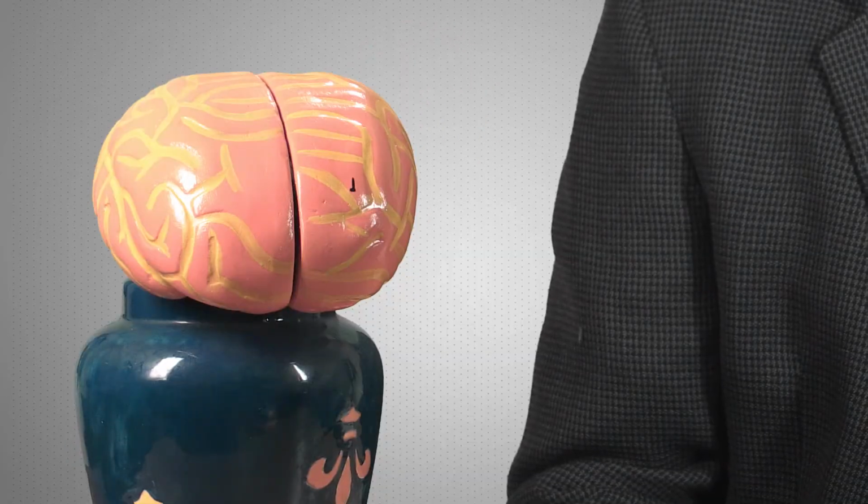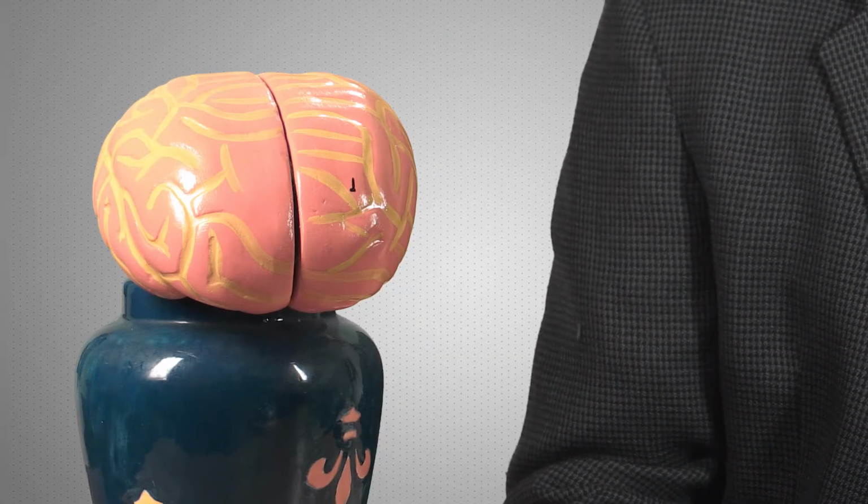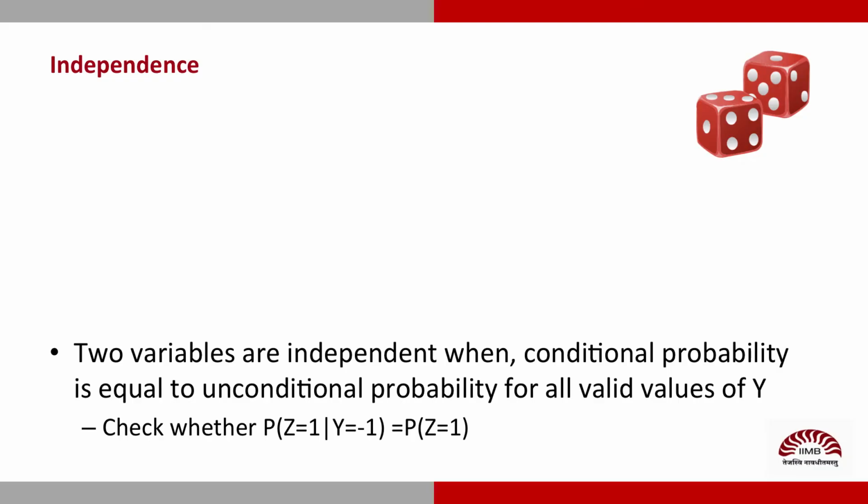Does this mean Y and Z are mutually exclusive? Another classic mistake. Most people think this way. Notice that Y and Z can both be 1. Oh yes, and that's nearly 28% of the time. We say that random variables Z and Y are independent if the conditional probability is the same as the unconditional probability for all valid values of Y.